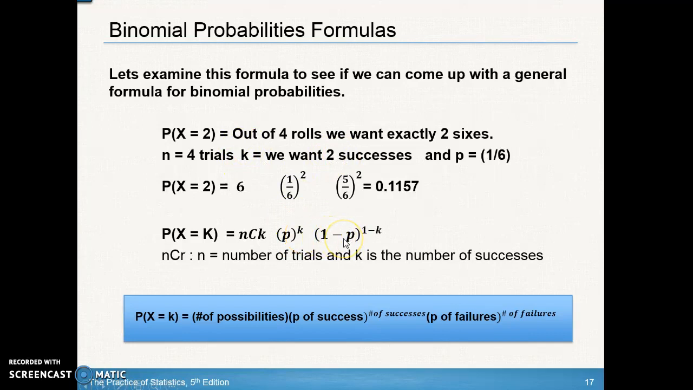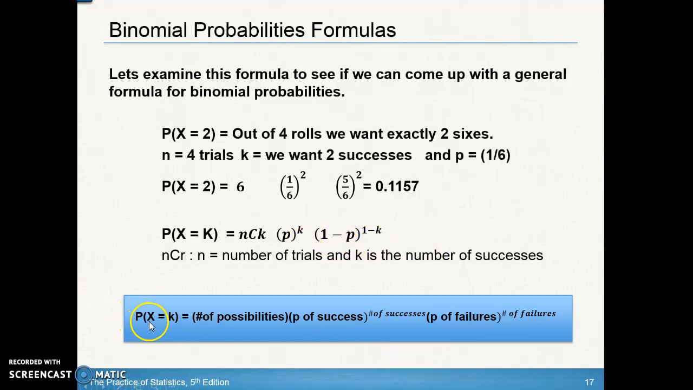1 minus p is basically the complement, or the probability of the failure. So the probability of the failure is 5 out of 6. And then n minus k is basically like saying, the complement again, or how many failures do you want? In this case, we want 2 failures. So nCr is our combination. You can get that on your graphing calculator, where n is the number of trials and k is the number of successes that you have. That's under your probability portion on your graphing calculator, which is in the graphing calculator notes if you want to go through that just to make sure that you know how to get that from your graphing calculator.